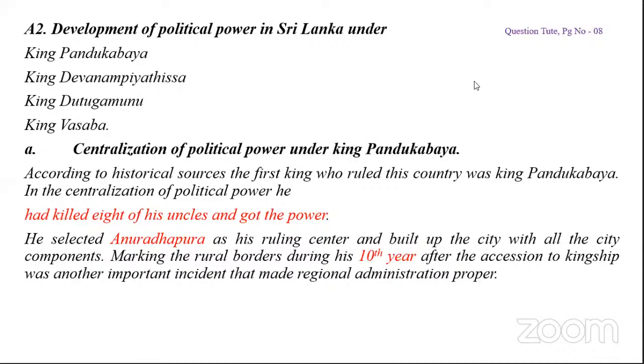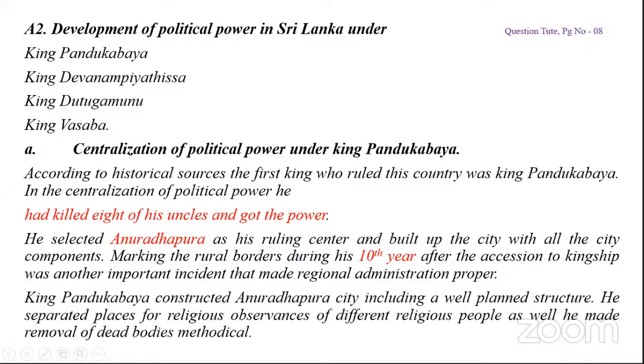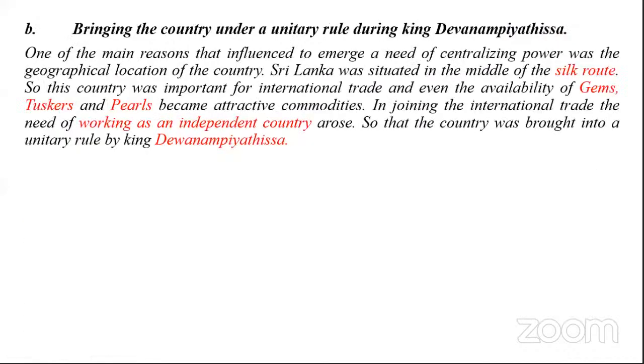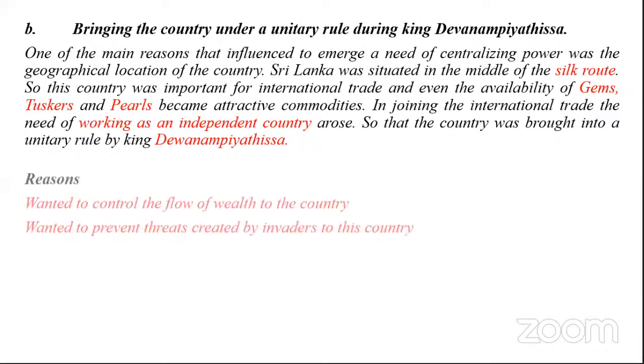Now see the next thing about King Devanappa, how we are writing. So we are writing in this way. One of the main reasons that influenced the emergence of a need for centralizing power was the geographical location of the country. Sri Lanka was situated in the middle of the Indian Ocean. So this country was important for international trade, and even the availability of gems, tuskers, and pearls became attractive commodities. In joining the international trade, the need of working as an independent country arose, so that the country was brought into a unitary rule by King Devanappa.